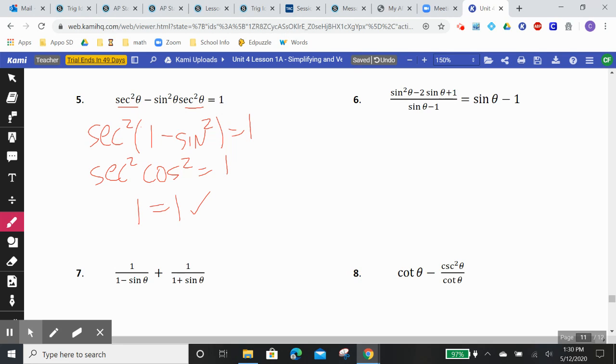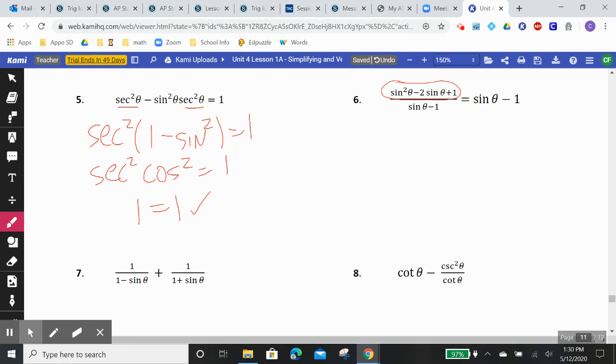Number 6, again, I definitely want to work on the left-hand side. Now this one's a little tricky. If you look at the left-hand side, the key that sticks out to me is this numerator right here. This numerator has 3 terms in it.